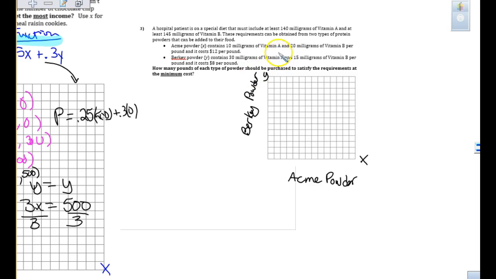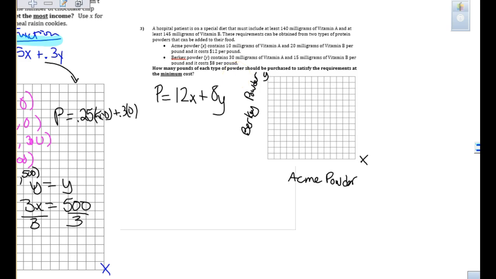Okay, so the key thing we have to know, going back, is that we need to have our objective, our cost. $8 per pound and $12 per pound. My cost is going to be what? 12x plus 8y. Does that make sense to everyone? Yeah. The objective is usually dealing with the money, okay?